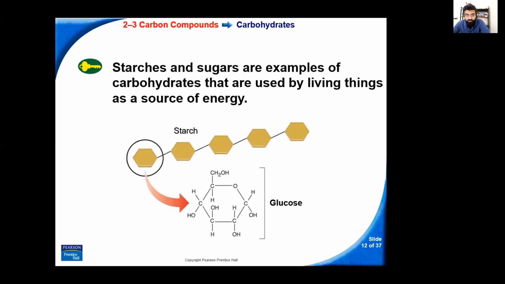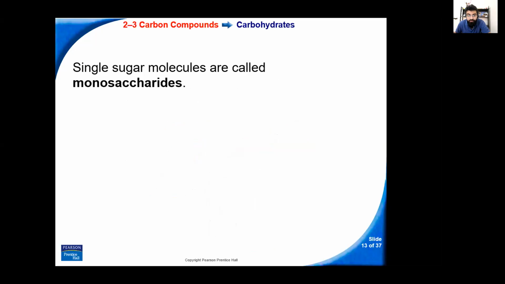Here is an example of starch. You can see, as I draw it for you, this is the glucose structure. You must memorize this structure. It's a very easy one. I will talk about this later. You can see the starch is made of small glucoses, or monomers, which link together to form the starch, or the macromolecule. Single sugar molecules are called monosaccharides.